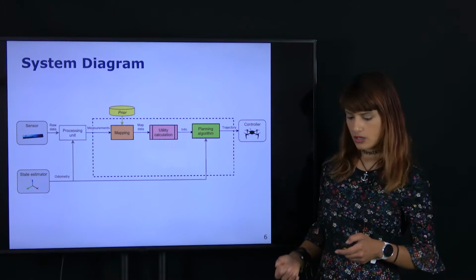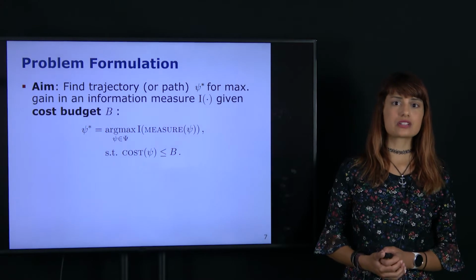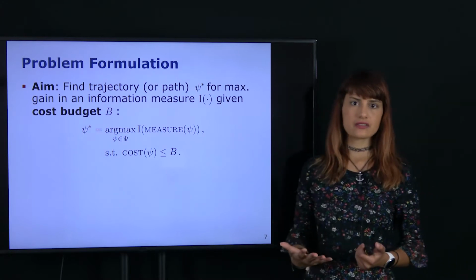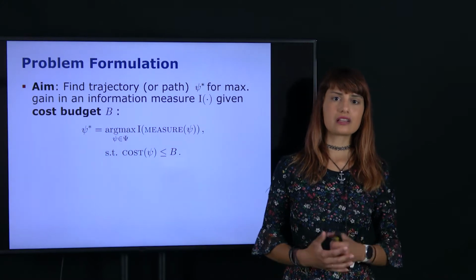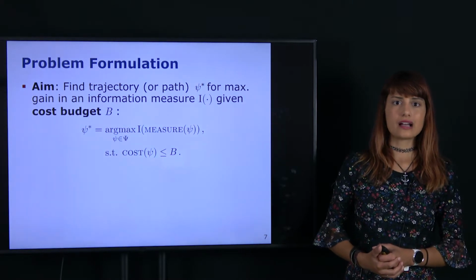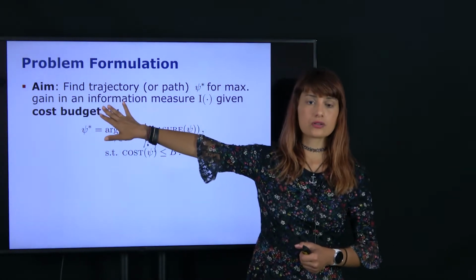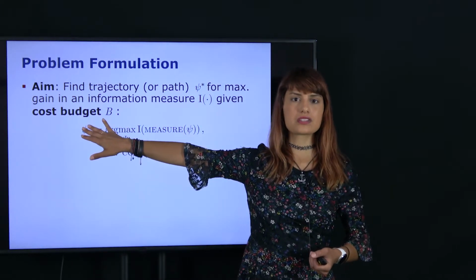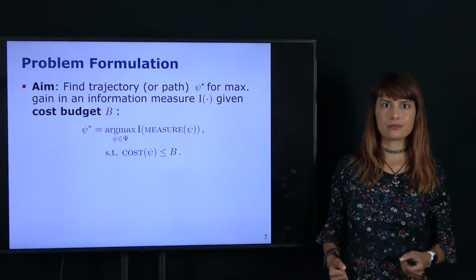So if we want to formalize a bit more mathematically the robotic information gathering problem, we can state it as follows. The objective is to map a particular area of interest accurately, as quickly or as efficiently as possible. So our goal is to find a trajectory or a path for maximum gain in an information measure or utility measure, given a cost budget in terms of the robot's finite resources. This could be limited battery life or limited endurance.